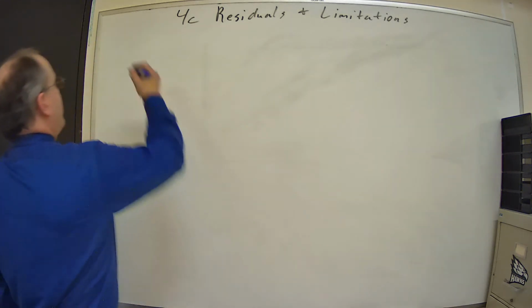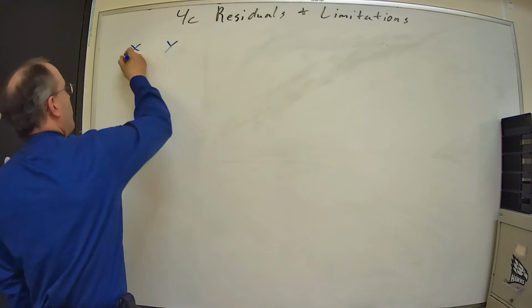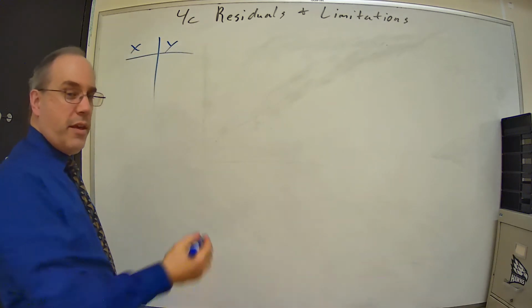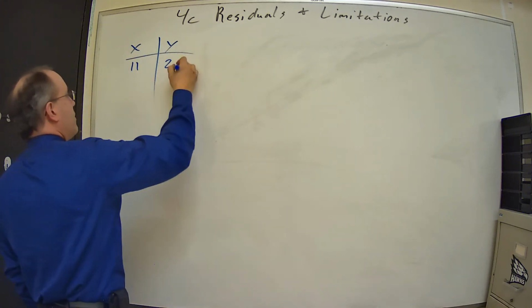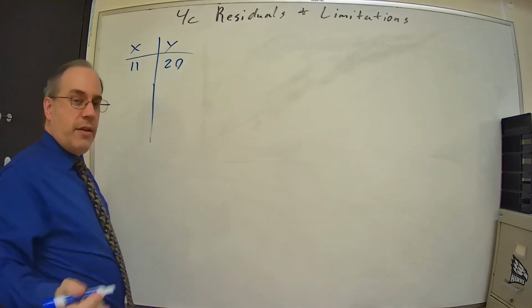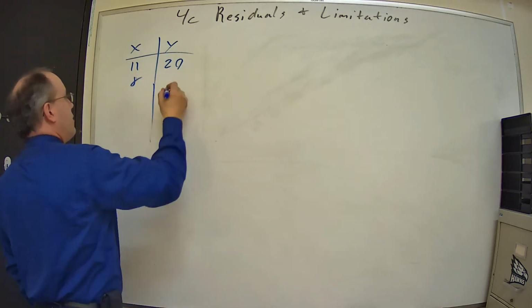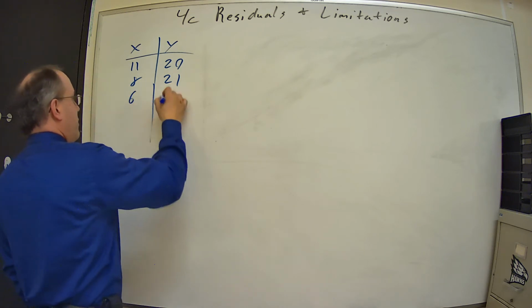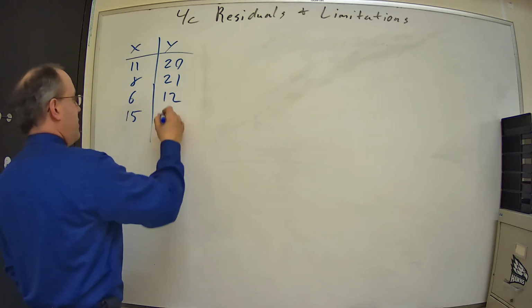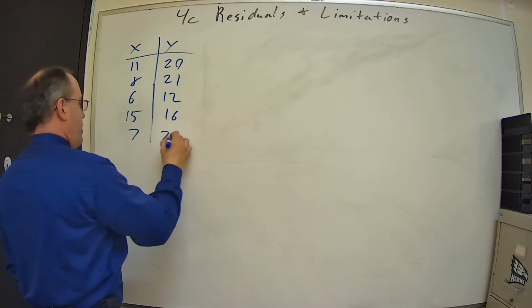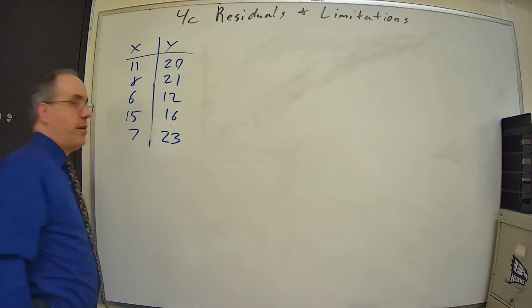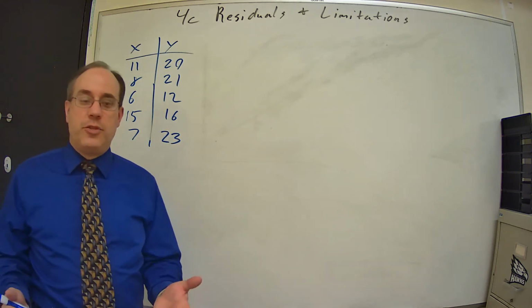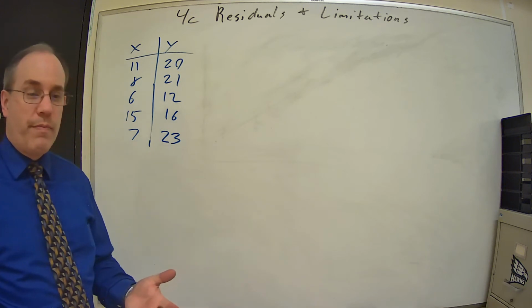So we've got x and y: 11 and 20, 8 and 21, 6 and 12, 15 and 16, 7 and 23. Right, so we should recognize these, we've seen them before.